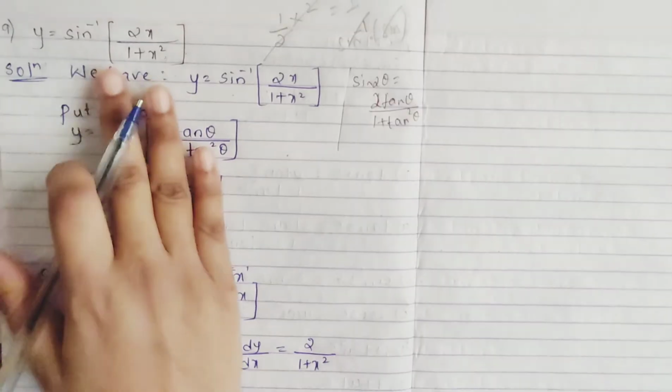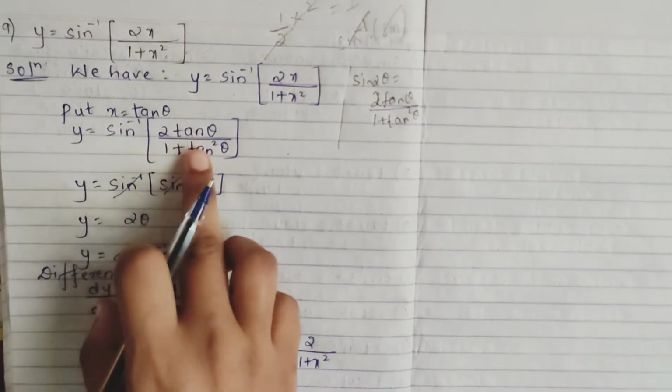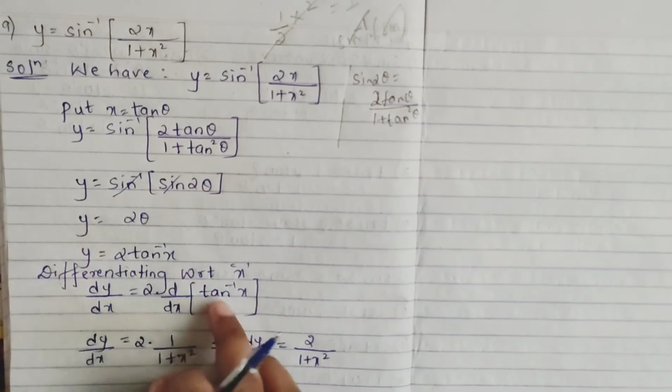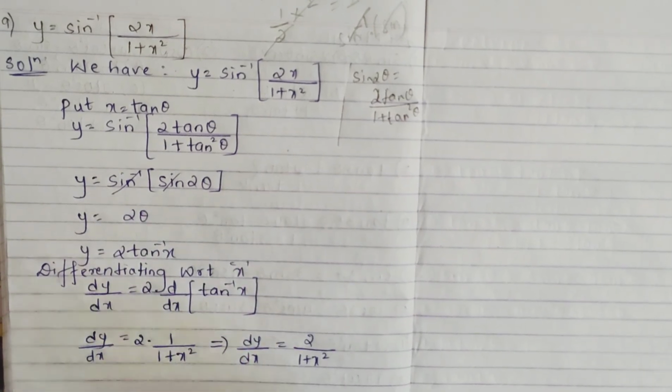Whenever you have such problems of inverse, first simplify it. If you have cos inverse, make sure you get it in a cos. If you have cot, make sure you get your cot and just cancel out everything. For the remaining part, replace your theta with your inverse x and then differentiate it. So this is your final answer.